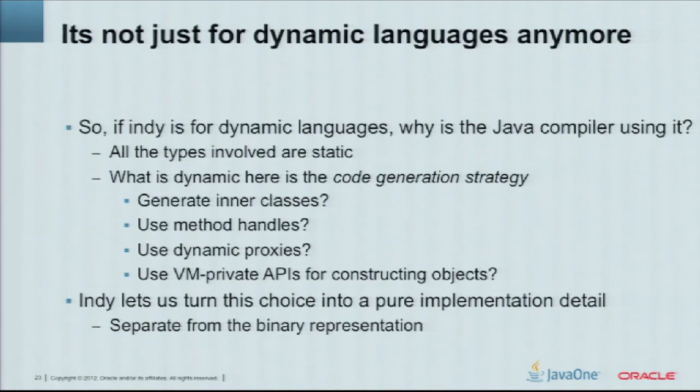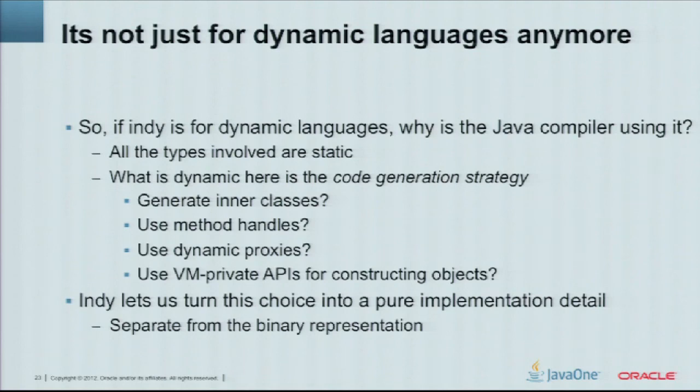And we've already talked about two possible code generation strategies: generate an inner class, convert to a method handle. There's other things we could do. We could use dynamic proxies, although why would we want to? We could use some VM private APIs for constructing objects out of raw bits in Alchemy, right? There's lots of ways that we could generate code for lambdas. We would like to be able to make that choice dynamically and have that be a pure VM implementation detail. And that's what Indy lets us do in this case.